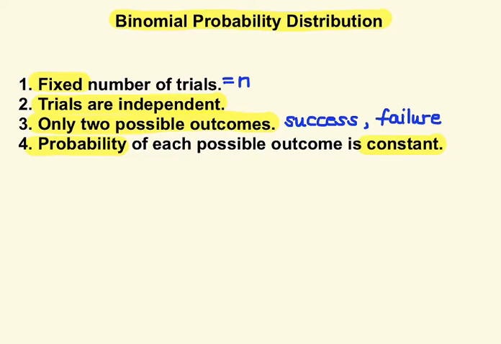In other words, the probability of a success, which we call P, is constant. And the probability of a failure, which we call Q, is also constant. Okay, so let's define these variables that are based on this criteria. So I'm going to go on to another page.